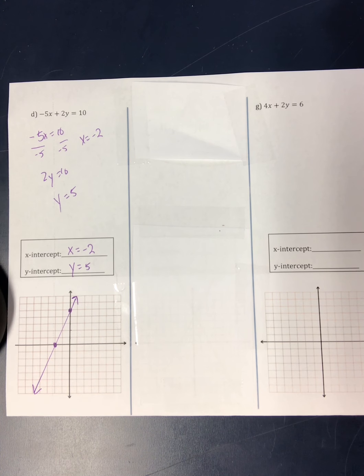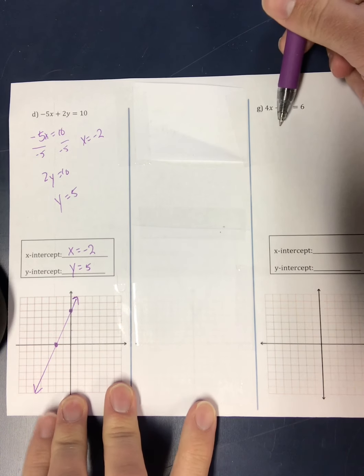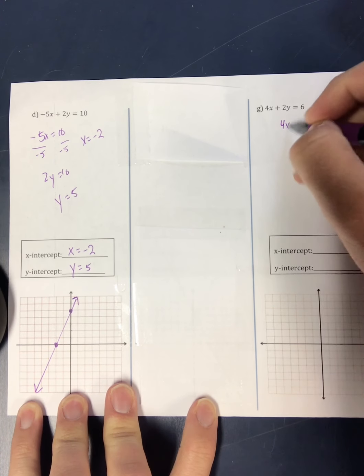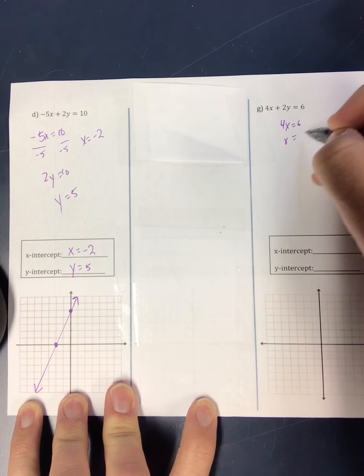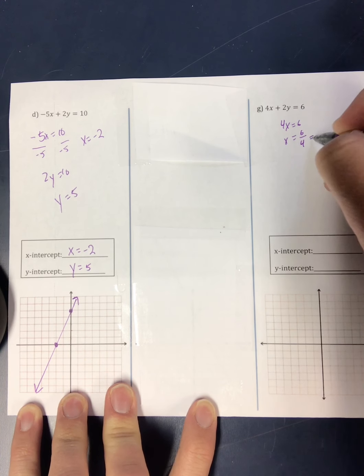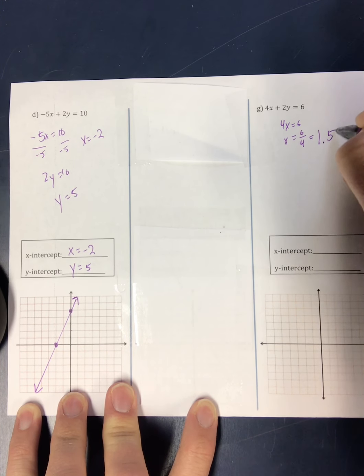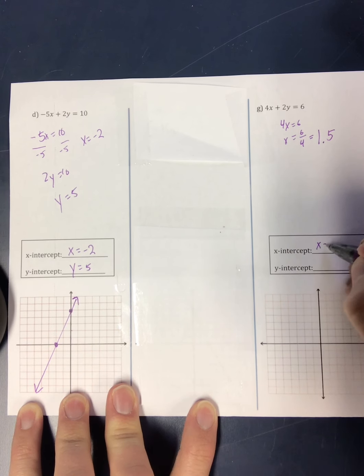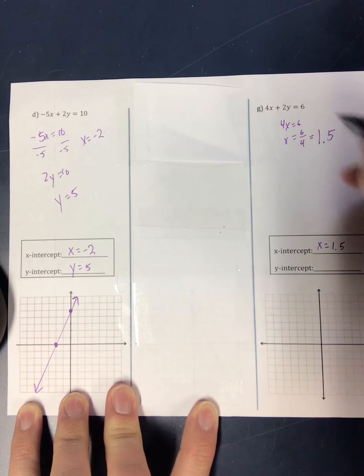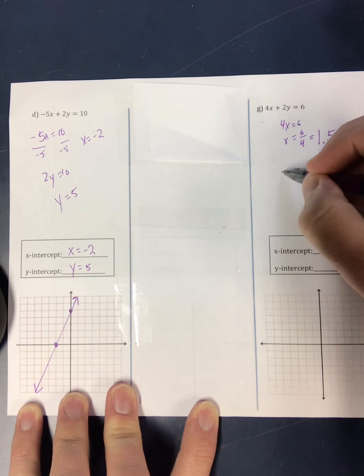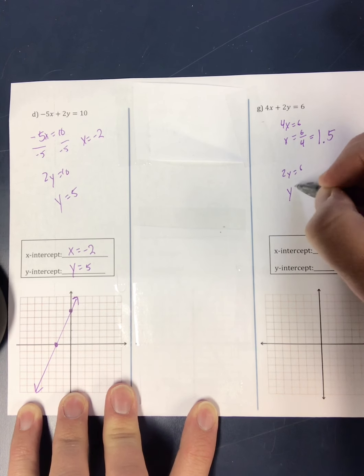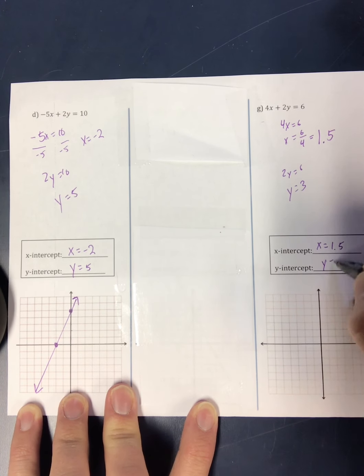Moving on to the final one. This one will have a decimal in it, the quiz will not. So if I cover up the 2y there, I get 4x is equal to 6, and x is equal to 6 over 4. Now 6 over 4 is the same as 1.5. So I'll write 1.5 there. For the y, 2y equals 6, so y is equal to 3.